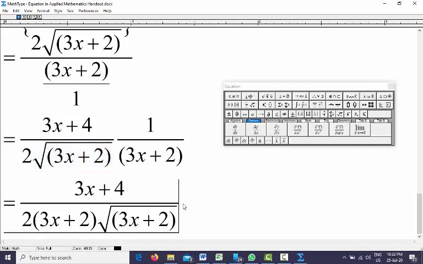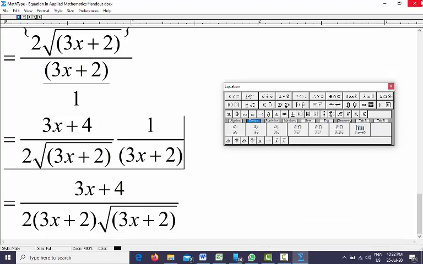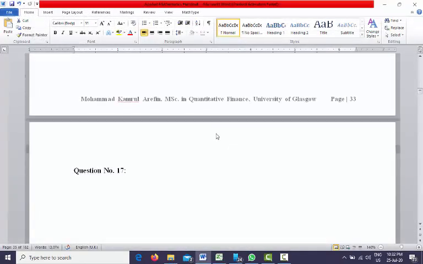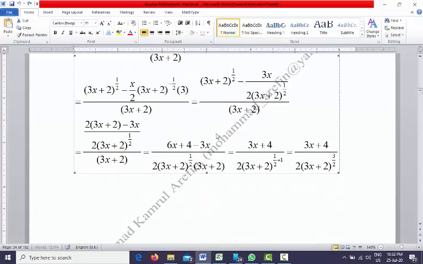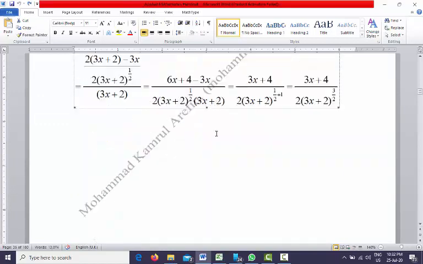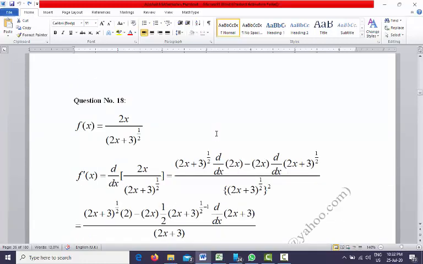As you can see, whichever method you apply, whether you apply the multiplication rule of differentiation or the division rule of differentiation, it doesn't really matter. The answer should always remain the same. You should get the same answer. Like this way you can solve question number 18 using the multiplication rule.